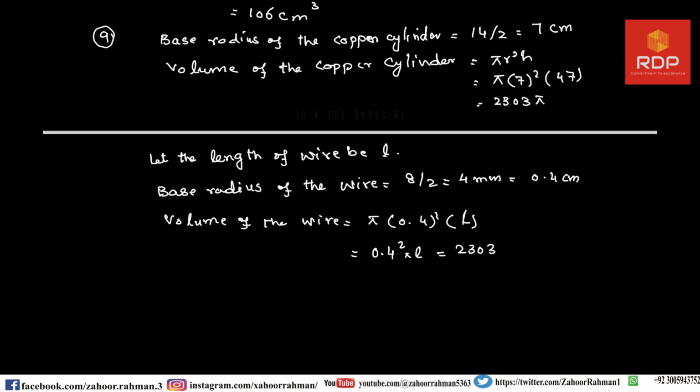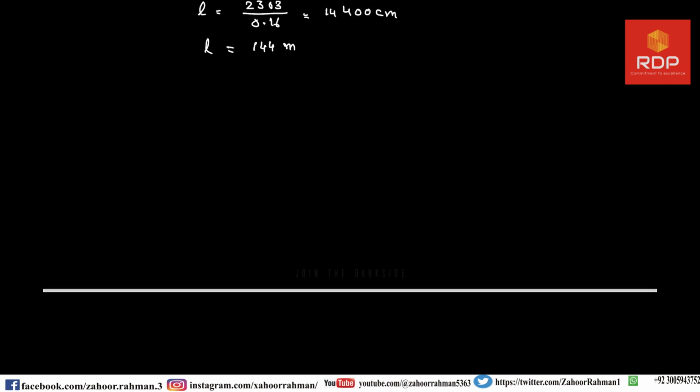And that is also given. So from these values we can find the value of L: 2303 divided by 0.16, and as a result we will get 14,400 centimeter, and then we have to divide it by 1000, so that will be 144 meter. And that's it for this question.